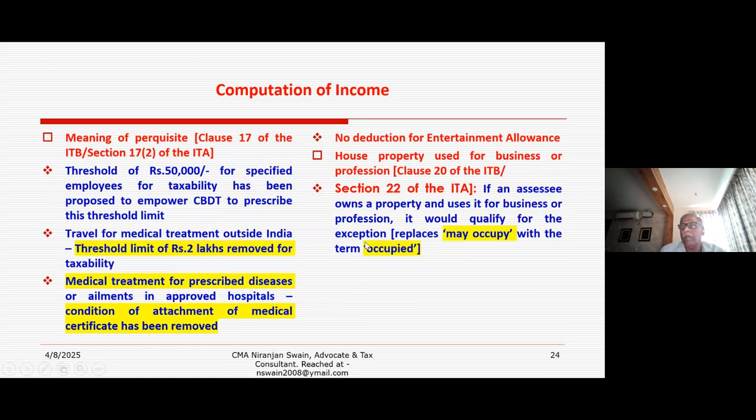But now that certificate is not required. Whether it is a government hospital or other than government, recognized or unrecognized, does not matter. The medical bill will be exempted. This is actually a redundant provision, we can say.